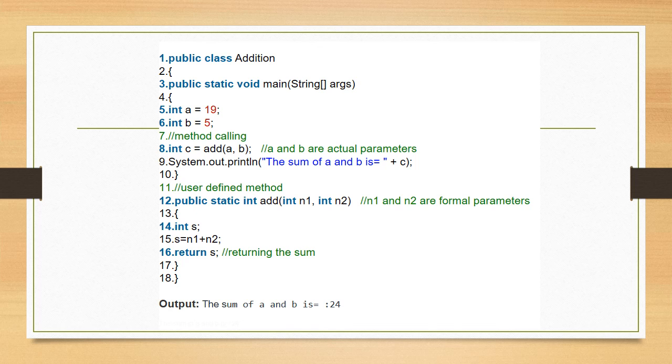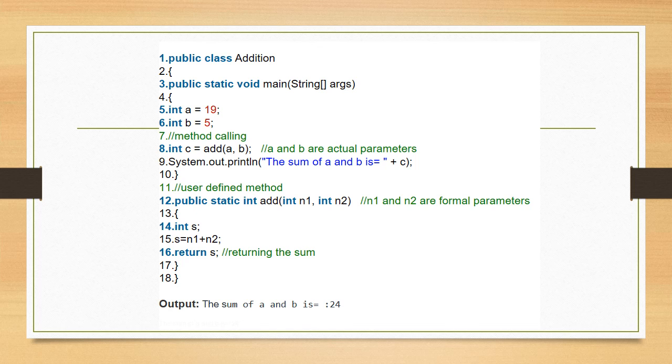Now here is an example of a function: public class Addition. A class is made, the name is Addition. In the main function, we have taken two variables a and b with values. Now here, in C, we are calling a function add, called with the two values a and b. These are our actual parameters, the parameters which are passed when we call the function.